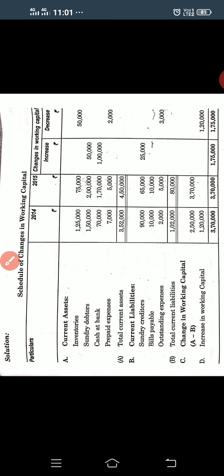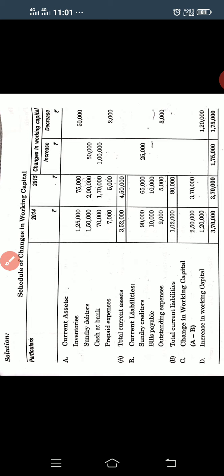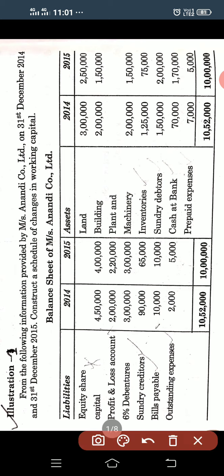Next we have to make a total of this. So it is 3,52,000 and this side it is 4,50,000. So this is the total current assets, that is A. Next we have to record the current liabilities, that is the B. So we'll see in the problem what and all current liabilities we have. We have done with the assets, that is current assets.